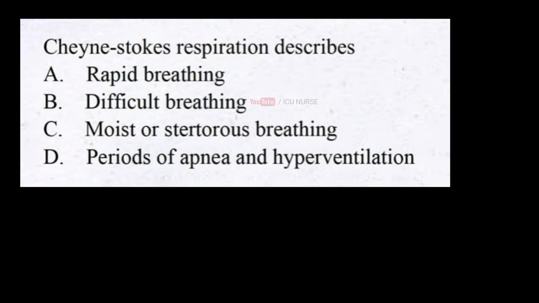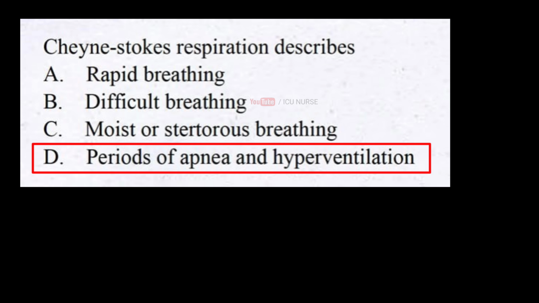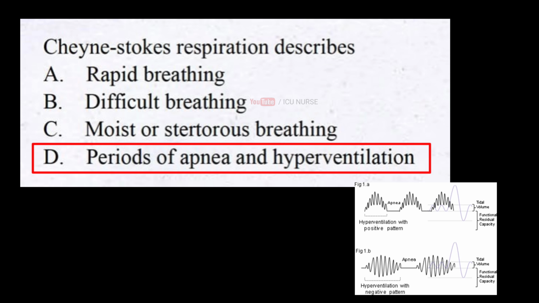Cheyne-Stokes respiration describes A. Rapid breathing, B. Difficult breathing, C. Moist or stertorous breathing, D. Periods of apnea and hyperventilation. And the correct answer is D. Periods of apnea and hyperventilation. Cheyne-Stokes respiration is an abnormal pattern of breathing characterized by progressive deeper and sometimes faster breathing followed by a gradual decrease that results in a temporary stop in breathing called an apnea.